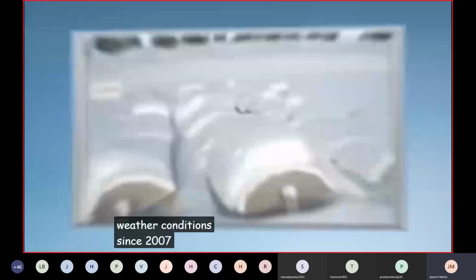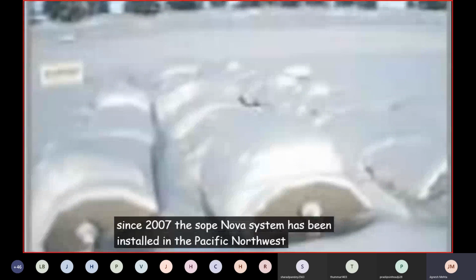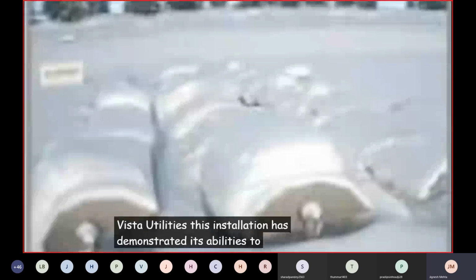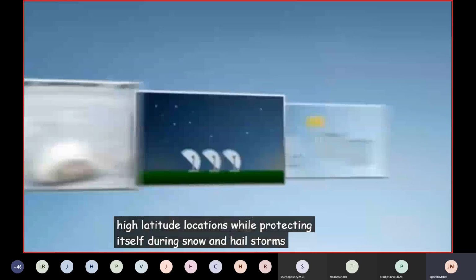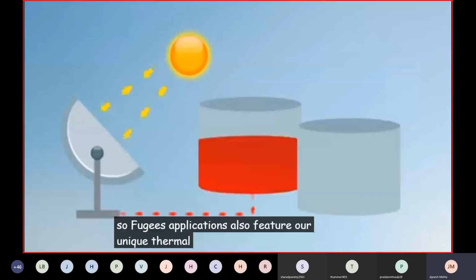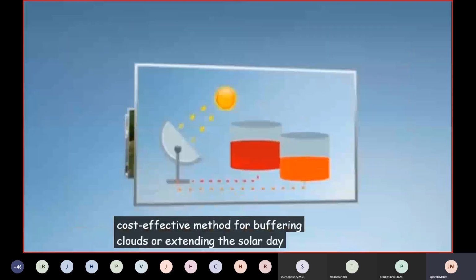Since 2007, a Soponova system has been installed in the Pacific Northwest for Avista Utilities. This installation has demonstrated its abilities to operate in high-latitude locations while protecting itself during snow and hailstorms. Sopogy's applications also feature our unique thermal energy storage, which is a cost-effective method for buffering clouds or extending the solar day.